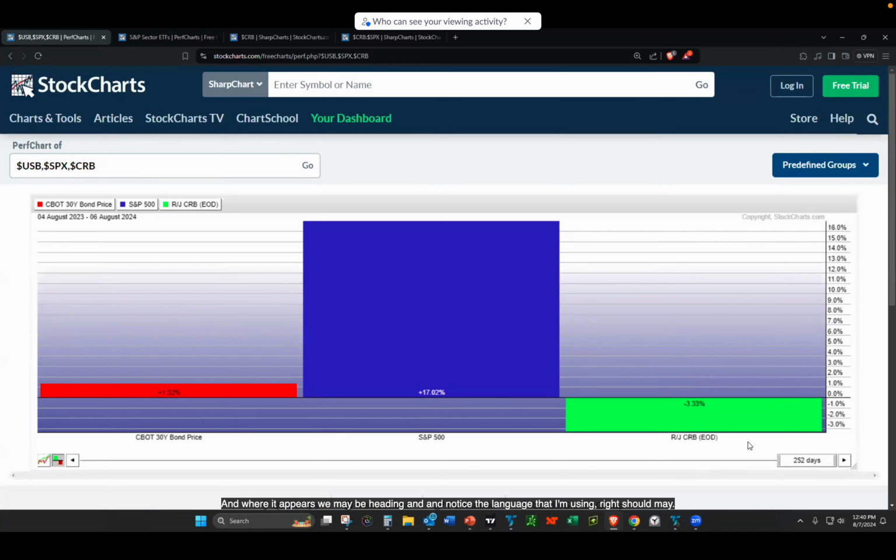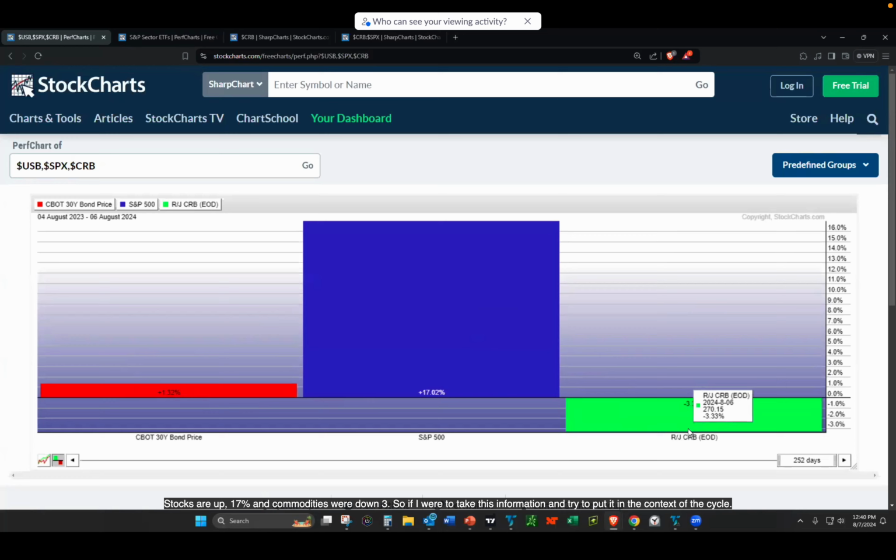Okay, and notice the language that I'm using, right? Should, could, may, might. I've learned the hard way. Never speak in terms of absolutes when it comes to the market, because it can do anything it wants to do. Our job is to kind of recognize what it is doing and prepare for it to change. Okay. So in this particular situation, when we take a look at the past 12 months, you'll notice that bonds were up, just fractionally up 1.32%. Stocks were up 17%, and commodities were down 3.33%.